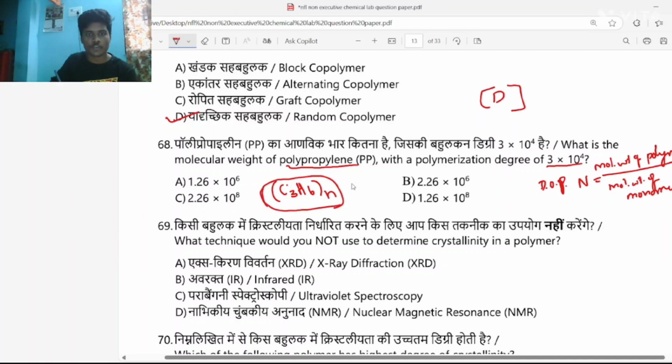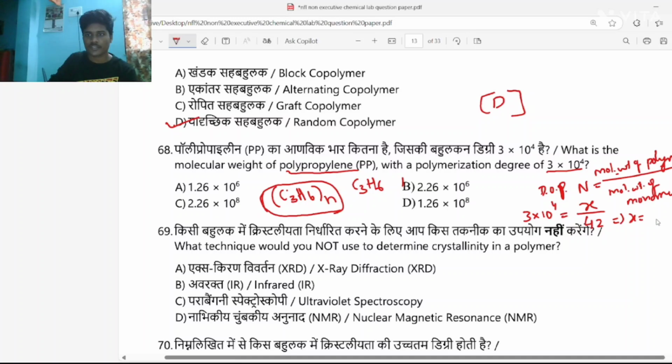Molecular weight of monomer is nothing but what? C3H6 is the monomer. Molecular weight of C3H6 is 3 carbons and H6, which comes out to be 42, right? So taking X as the subject, 42 into 3, which is 126 into 10 to the power of 4. In decimal I can write 1.26 into 10 to the power of 6 as the correct answer. So option A. A is the correct answer.